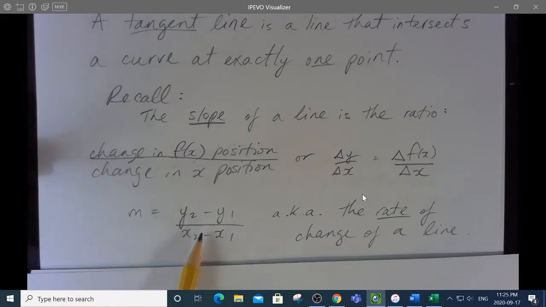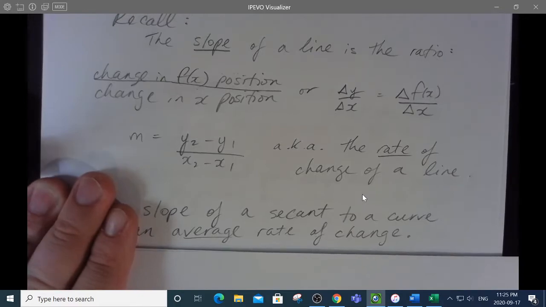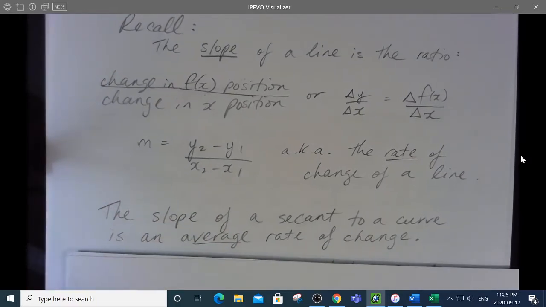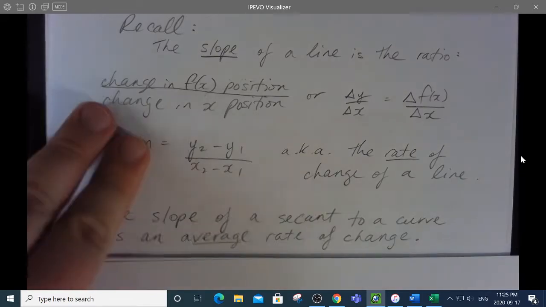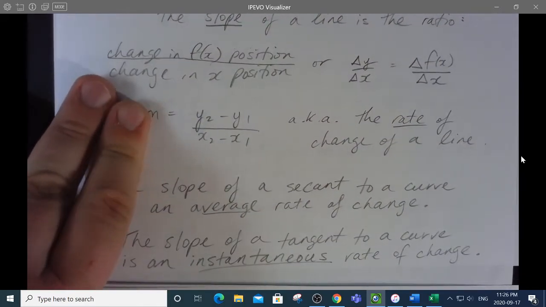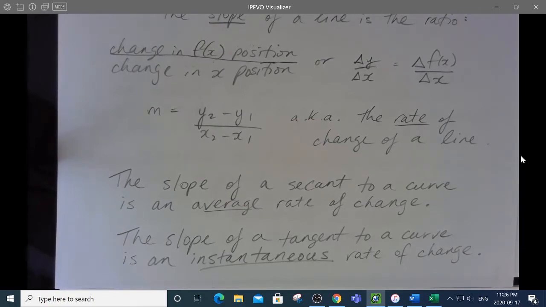We'll be referring to this formula quite a bit, but we'll probably do it more in function notation, so it'll look a little different. But anyway, that's the basic three ideas that we're going to start with here. The secant lines, tangent lines, and slopes. The slope of a secant to a curve is what we call an average rate of change. And the slope of a tangent to a curve is an instantaneous rate of change.